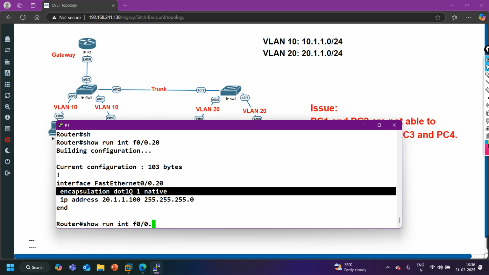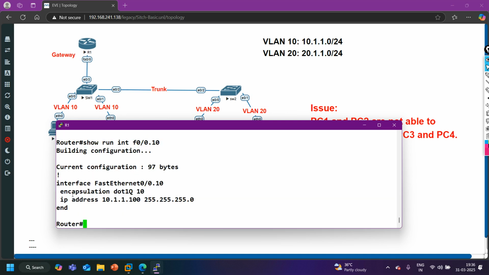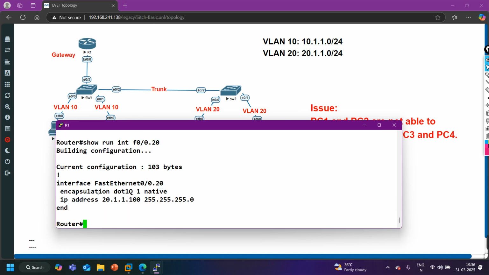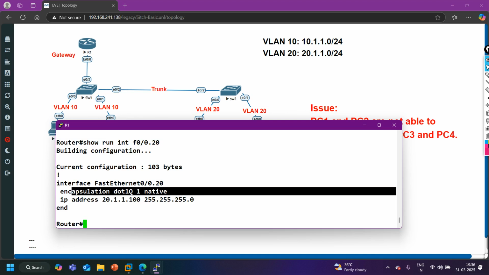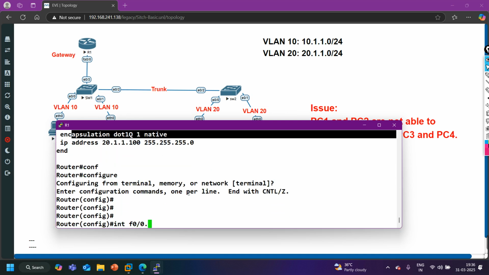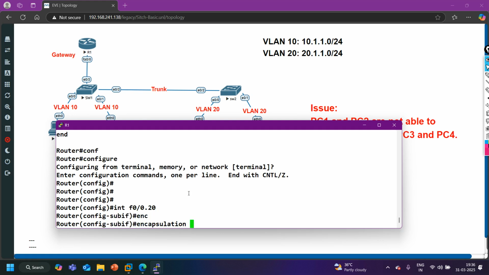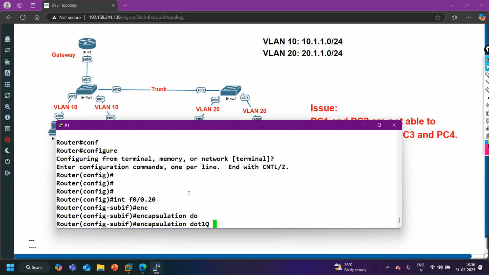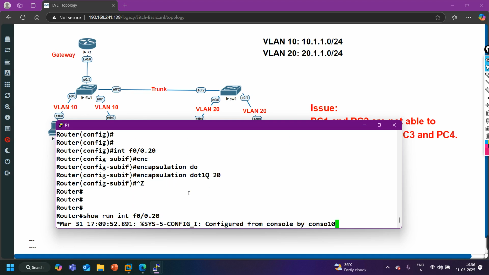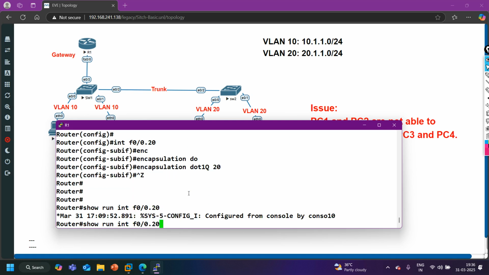Like on f0/0.10, you can see encapsulation dot1q for which VLAN? For VLAN 10. But on f0/0.20 we have configured VLAN 1, right? This is the issue. Let me correct it. Interface f0/0.20, encapsulation dot1q for which VLAN? For VLAN 20. And now verify it. That's why the switch was learning the MAC address of this interface in VLAN 10.